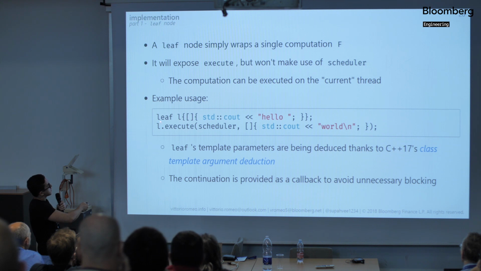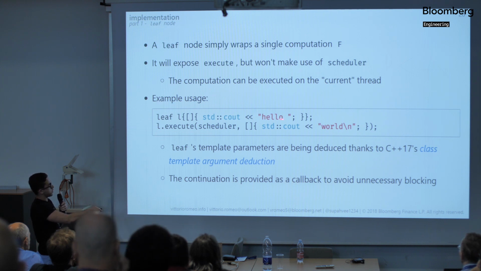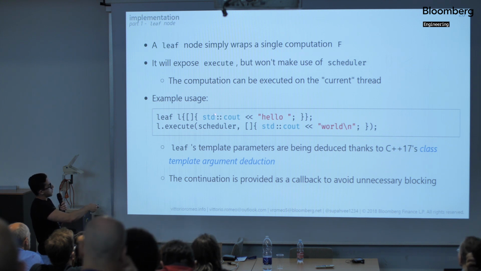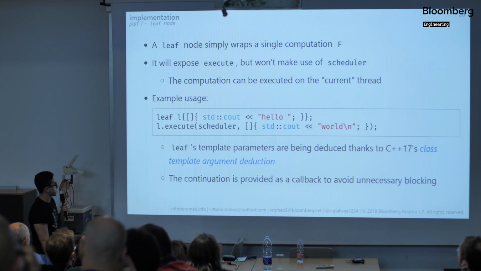So this is an example usage. You just create a leaf with a lambda, and then you call l.execute with your scheduler and your continuation. And what will happen is that this action will be executed, and when this is done, it will execute this other action, so it will print out hello world.